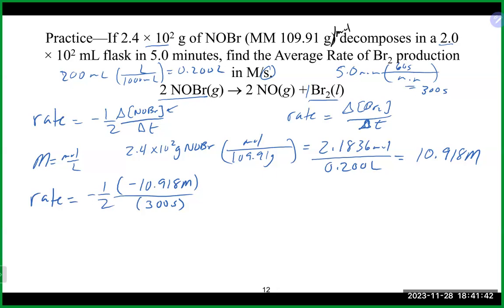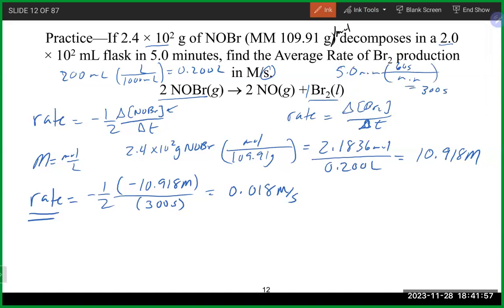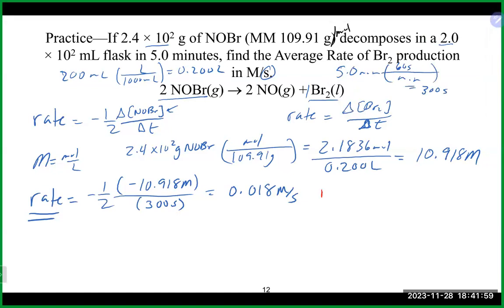And if we do that, we'll get something like 0.018 molar per second as our rate. Looking at our Br2 in this case, the rate equals the change in the concentration of Br2 over the change in time, which means that is the same number right there. So that would be the same answer that we would get.